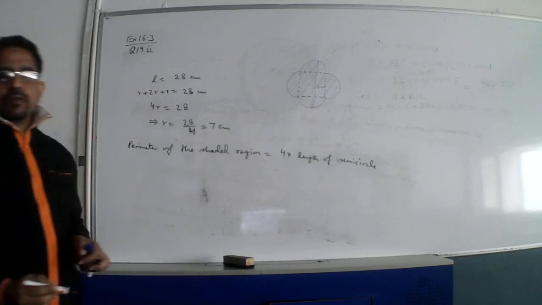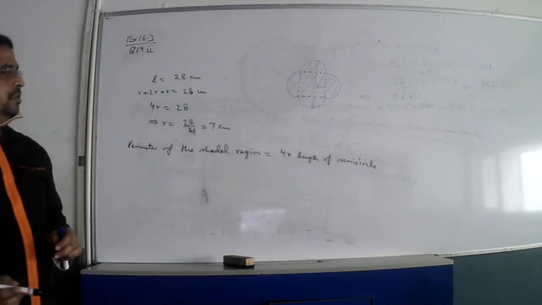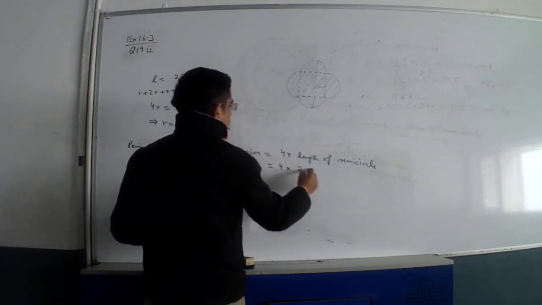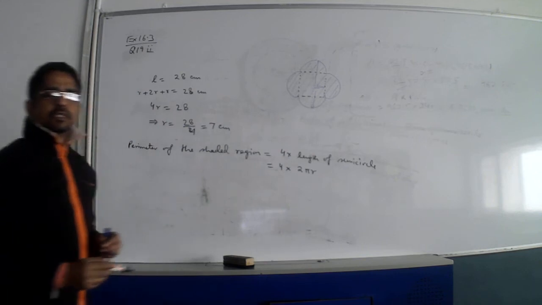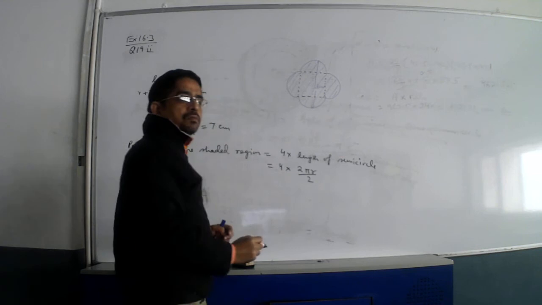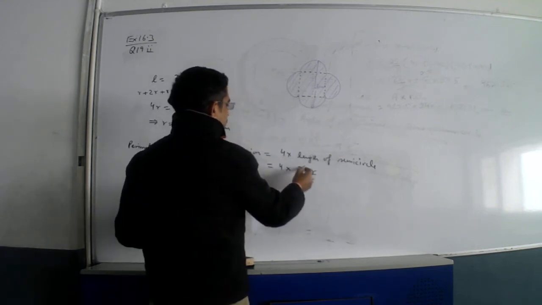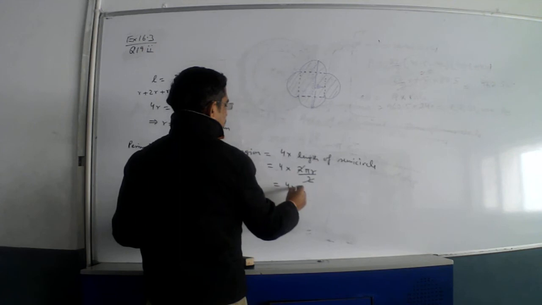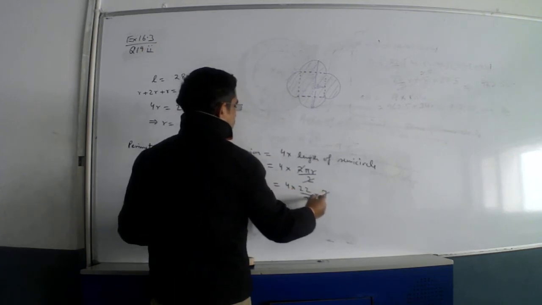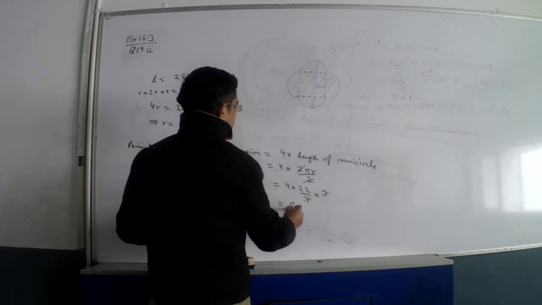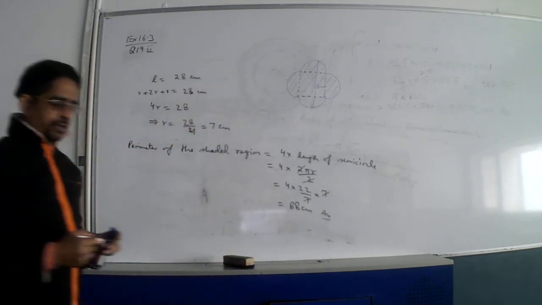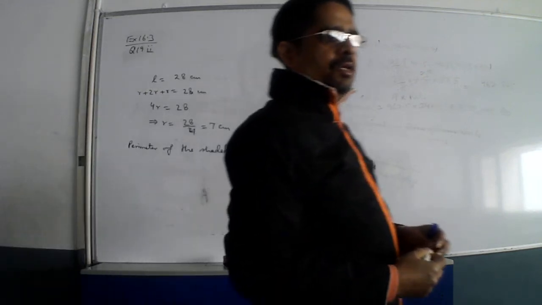Semicircle is half of circle, this I told you. So you know circumference of a circle is 2 pi r. Now since semicircle is half of it, it will be 2 pi r upon 2. So simplify it. So it is 4 pi r. Put the value of pi, and r is 7. So you get 88 centimeter. So this is the first answer. The perimeter of the shaded region is 88 centimeter.